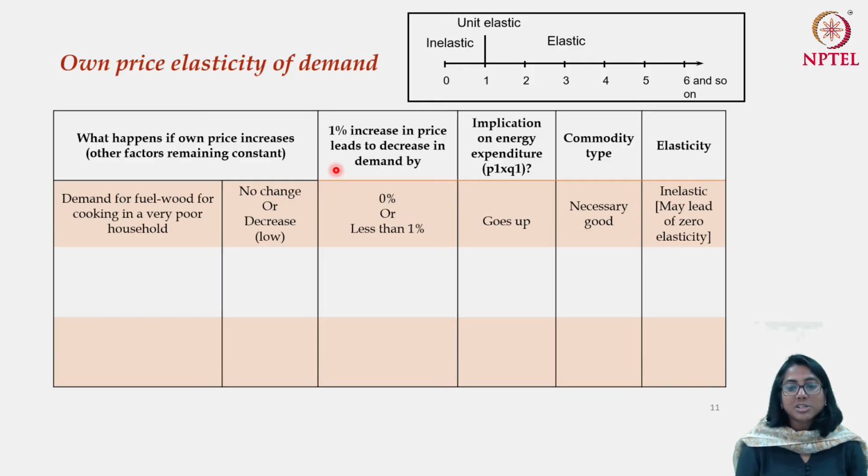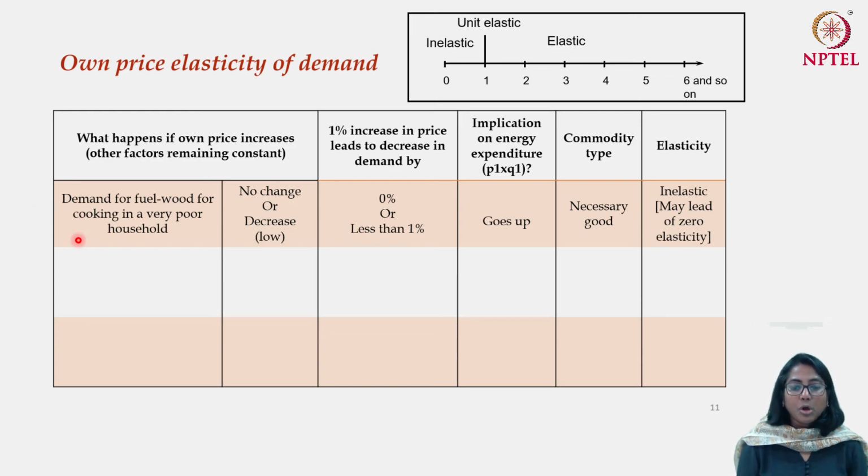So we are saying if there is a 1% increase in price, what is the impact on the demand? In the next column we are saying that now we know what is the change in price, we know what is the change in quantity demanded, so what is the implication for total expenditure? And depending on this previous information, can we come up with some commodity type and can we comment on the elasticity? So we begin with this particular example.